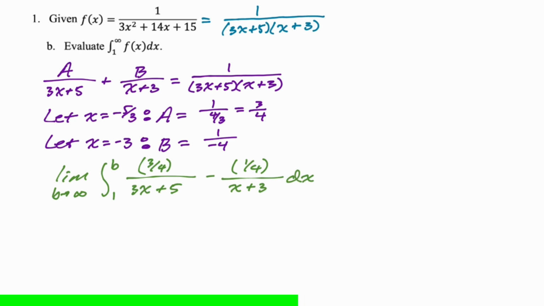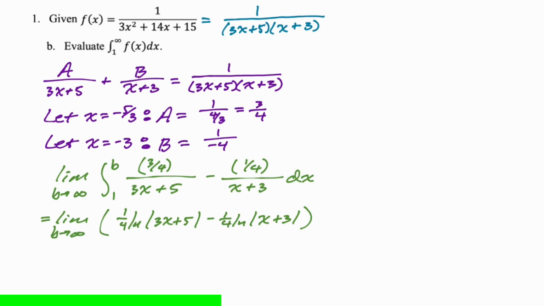All right, these are pretty straightforward. So we get the limit as b approaches infinity. So for this one, there's a 3/4, but do not forget the chain rule. People forget it all the time, or u substitution, however you want to think about it. There should be a 3 in the numerator because u is 3x plus 5. So a 3 in the numerator, a 1/3 on the outside. So you have 3/4 times 1/3 is 1/4. Natural log, don't forget your absolute values, like this. And then minus 1/4, this one's straightforward, just natural log absolute value of x plus 3.